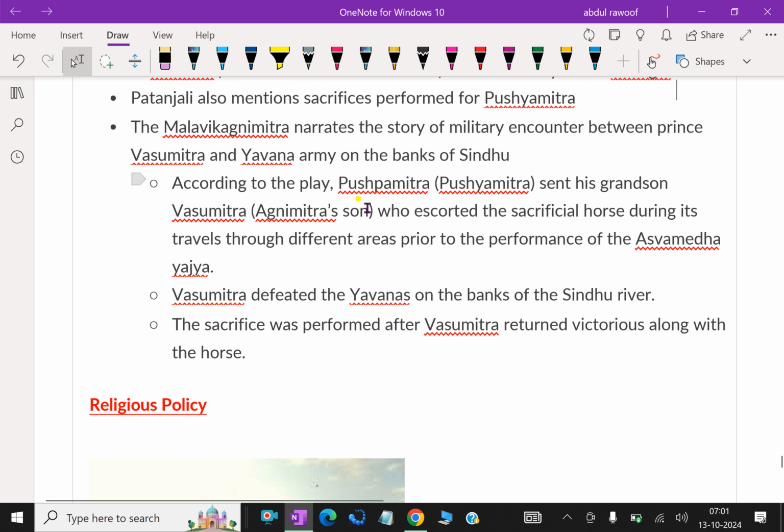According to the play, Pushyamitra sent his grandson Vasumitra, who escorted the sacrificial horse during its travels through different areas prior to the performance of the Ashwamedha Yajna. Vasumitra defeated the Yavanas on the banks of the Sindhu river. The sacrifice was performed after Vasumitra returned victorious along with the horse.